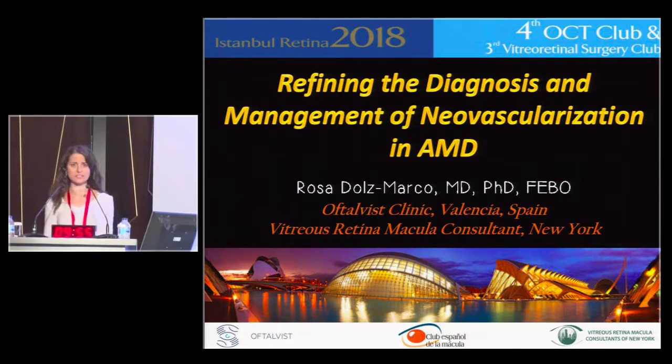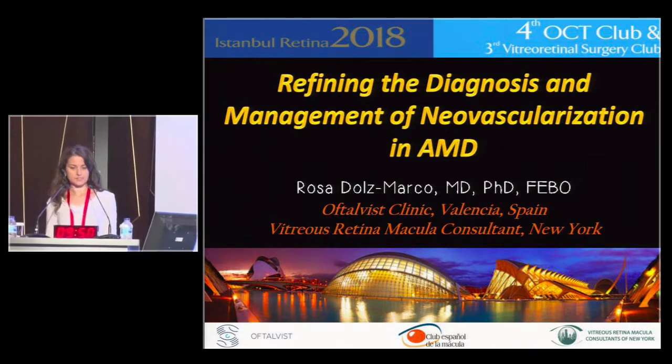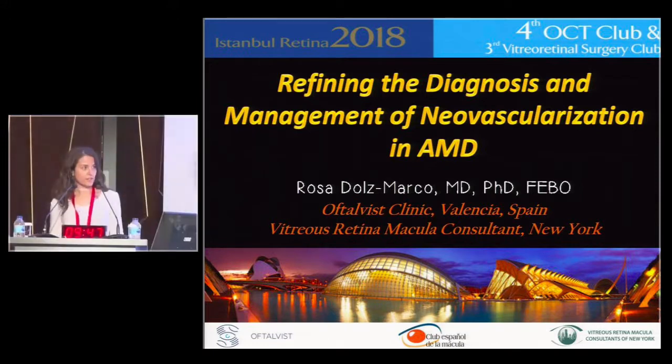So we all know that if we see this type of image, we are going to have a bad prognosis. And also, if we have other complications such as this RPE tear, in this case of neovascular AMD. But in our daily practice, we see other types of lesions more commonly, and we can classify them and have a different prognosis depending on each type of lesion. So thank you so much for the invitation, and I'm going to review first the diagnosis and management of neovascularization in AMD.